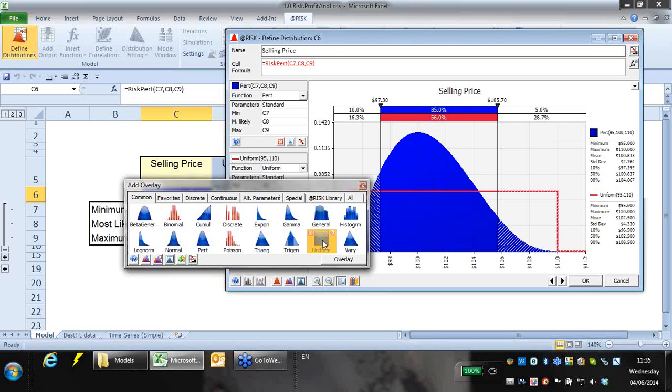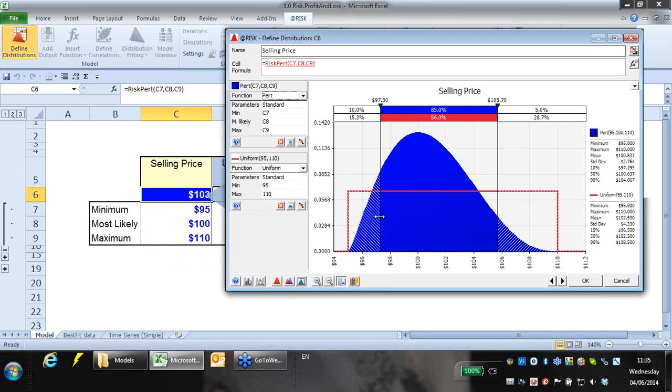Whereas if I chose, say, a uniform distribution, you can see that there are only two parameters. We just have a minimum and a maximum, and the minimum is the same, 95. The maximum is the same, 110. But without that bias, this curve is the same height from start to finish. So my samples are just as likely to come from here as they are from here, and here, and so on. Correspondingly, there is a much higher weight given towards what were previously the tails than there is with a PERT distribution.